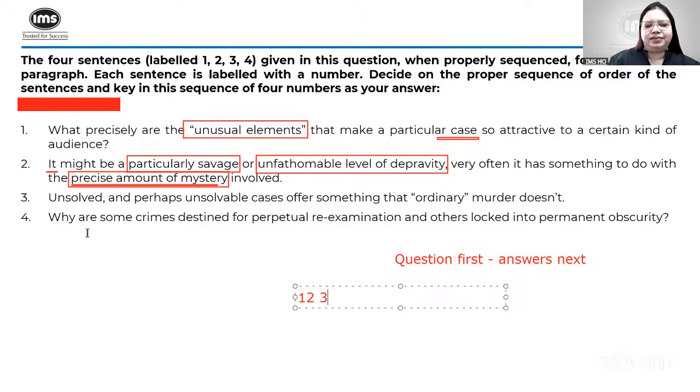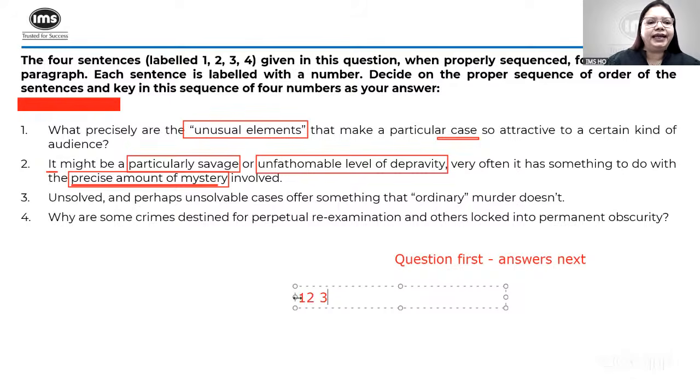Fourth is another question. Why are some crimes destined for perpetual re-examination? There are some crime cases that are reopened. People come back to it. And there are some cases that you just forget. They are closed, maybe they are decided or not decided, but they are put into obscurity, permanent obscurity, hidden out of our sight, not seen. Now, this is also a question. I cannot have the question placed after the answers are given. Questions should come first. That's basic logic, correct? So where do I place it?